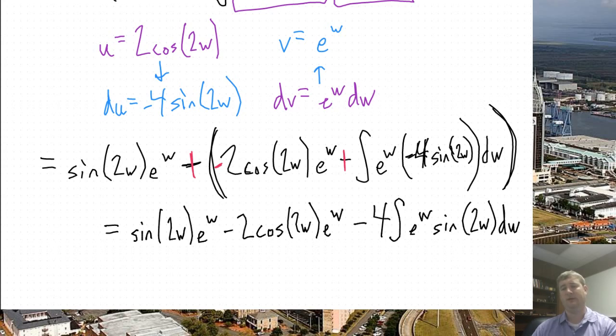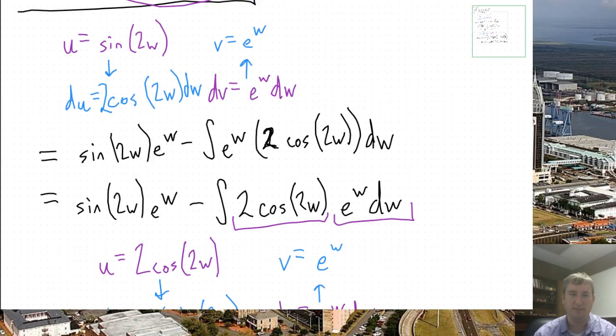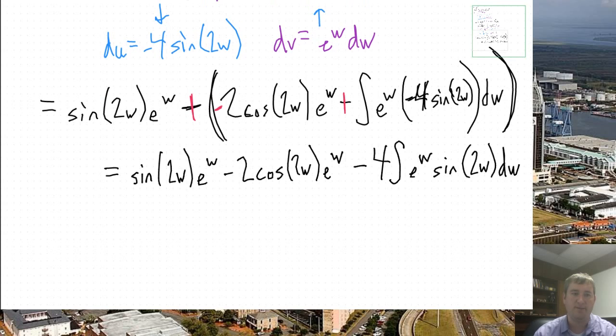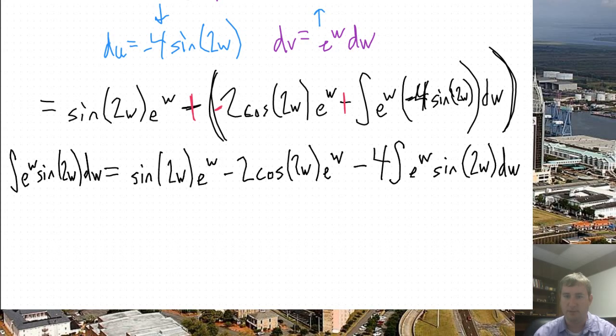So this is awful. At least it seems awful, right? Because it looks like I'm right back where I started. I've got an e to the w sine of 2w, and that's what I was asked to integrate. But let's go ahead and rewrite that here on the left. My problem, e to the w sine of 2w dw. And again, I've got it on both sides of the equation. Both integrals here are the exact same integral. That's actually great news, because the one final trick is we've cycled.